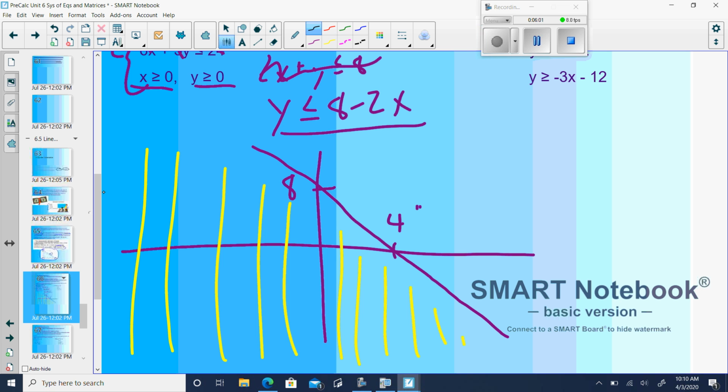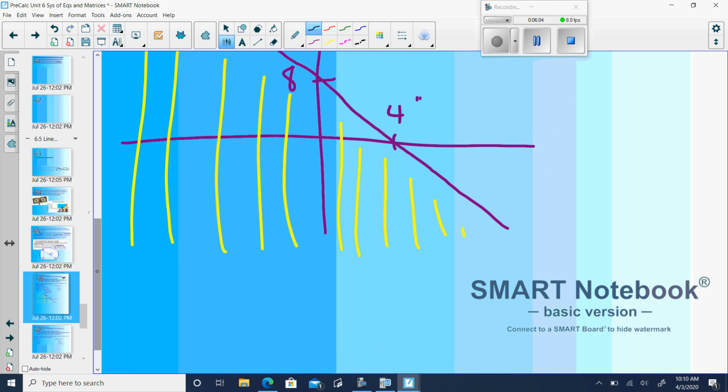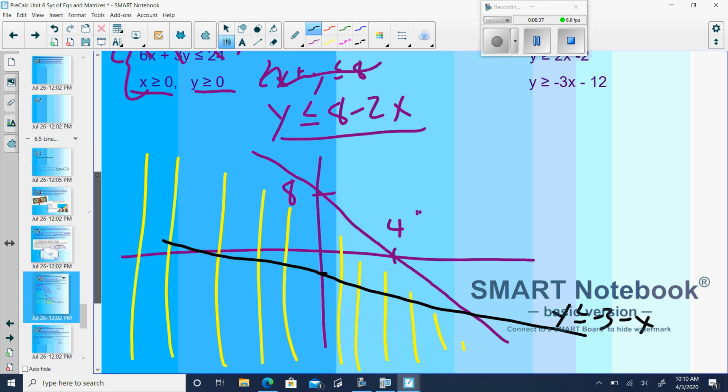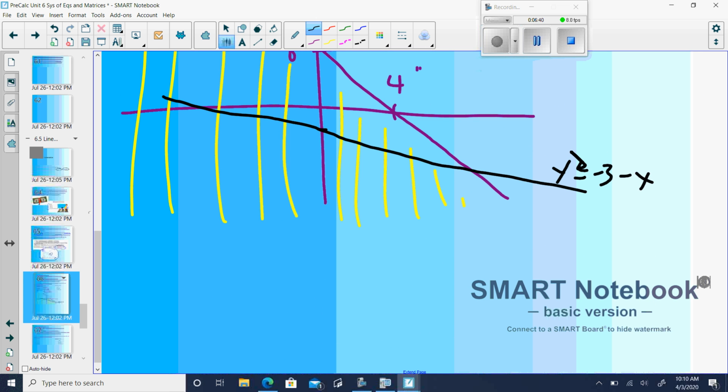So now I'm going to come back here and we go to negative 3 minus x. Negative 3 is our y-intercept, and negative x means our slope is negative, right? So change in y over change in x, rise over run. We're rising, in air quotes, negative 1 unit for every 1 unit we're running to the right along the x-axis. So that one is going to have a slightly less steep slope. They're going to meet somewhere over here, right? So that's y is greater than or equal to negative 3 minus x, and this one is y is less than or equal to 8 minus 2x.